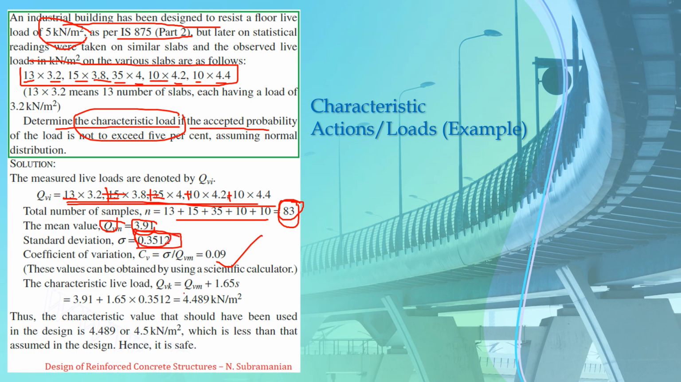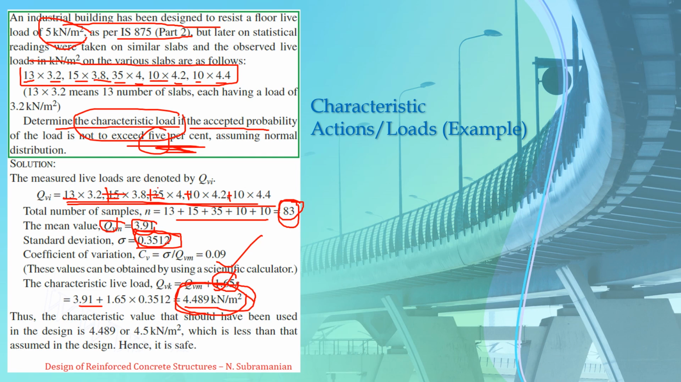The characteristic load is given by this formula here, as we calculated in our previous slide. The mean load is 3.91 plus 1.65. This 1.65 is a factor for 5%. If it was any other percentage except this 5% here, then you have to look at a statistical table and find this value. It is 1.65 into the standard deviation, that is 0.3512. So our characteristic load comes out to be 4.489. And how did we get this? We got this from statistical analysis.